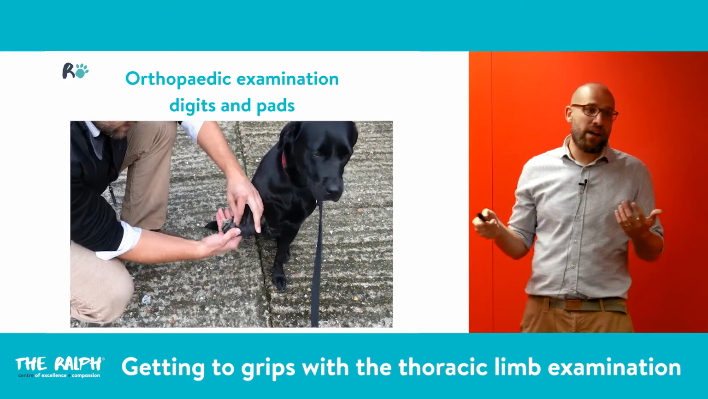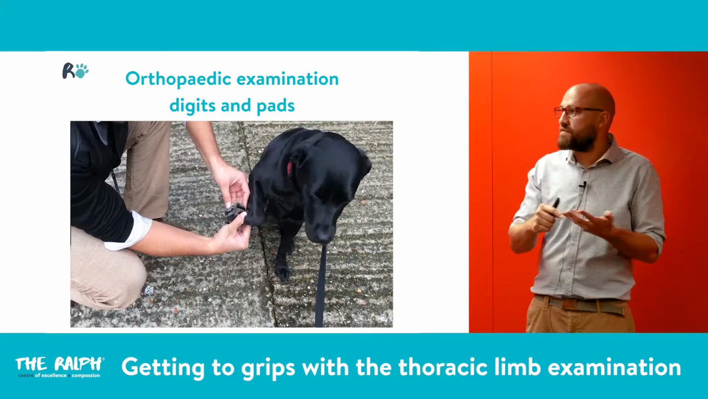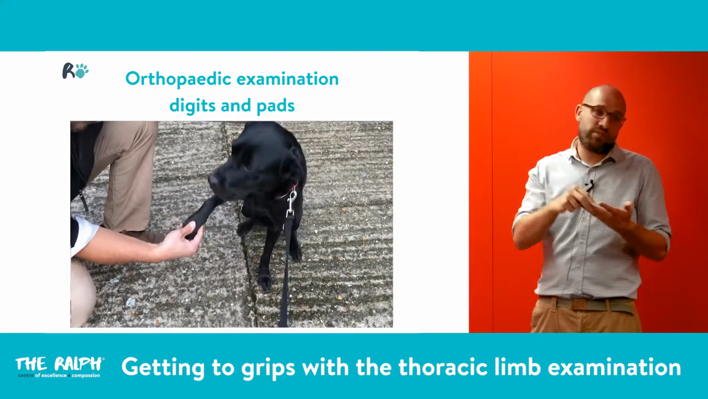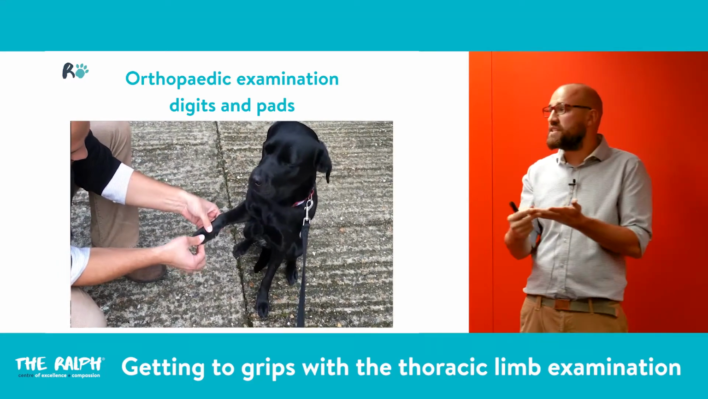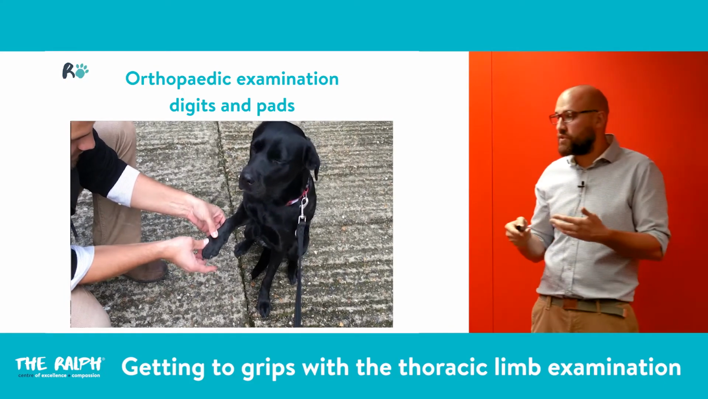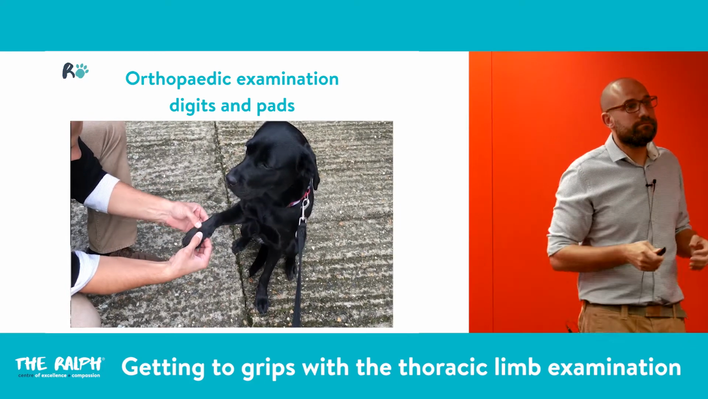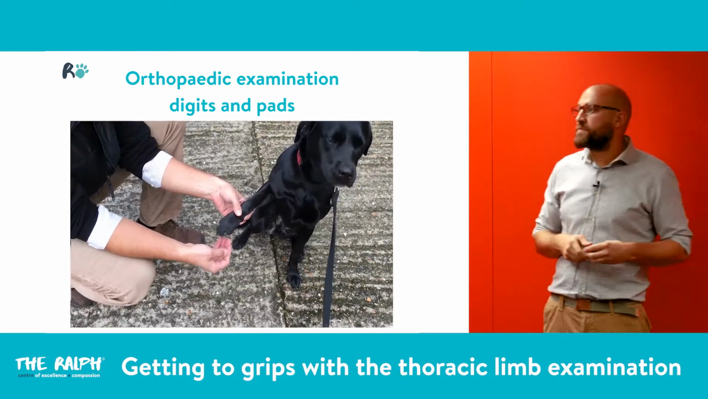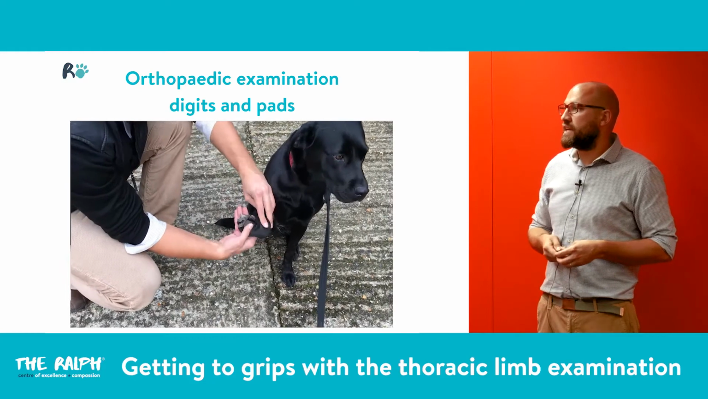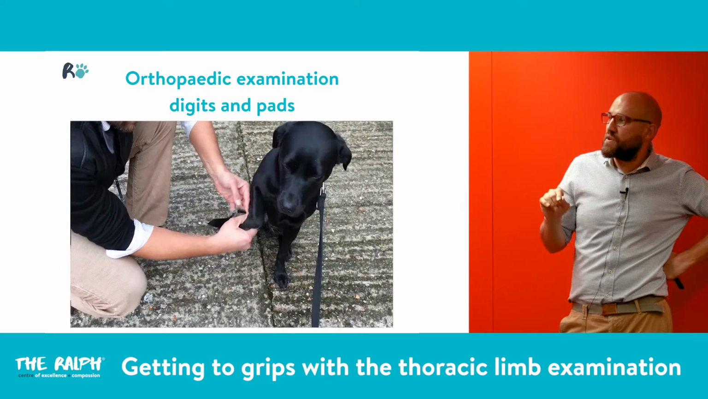First thing, you check the pads, because most of the time you can have like a little foreign body. You can have that the pad is cracked. Sometimes you can find some dermatitis between the digits. Sometimes if you have a greyhound, for example, you look for a corn. Okay, so for a corn, yeah.